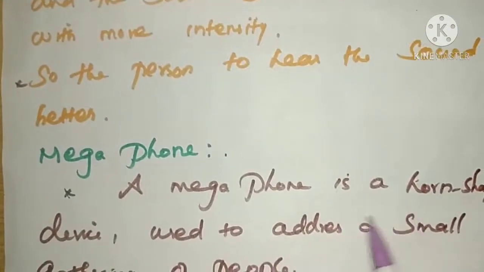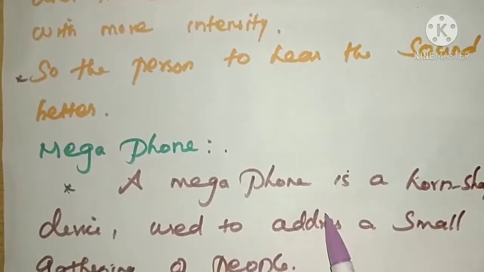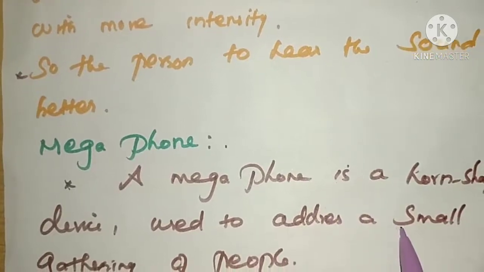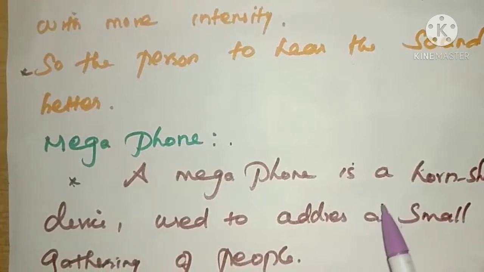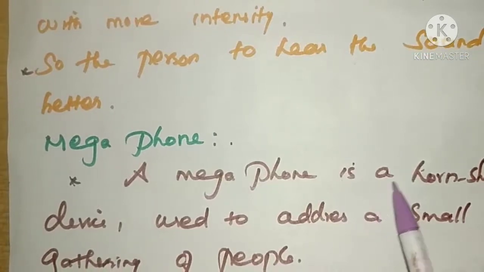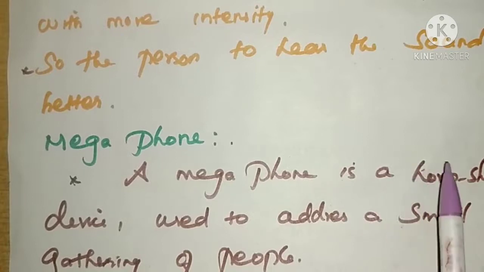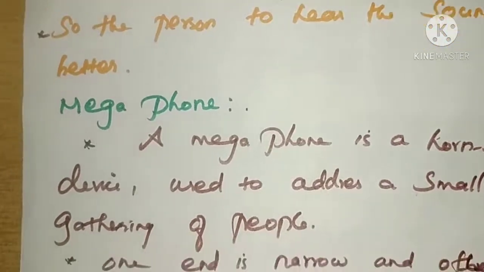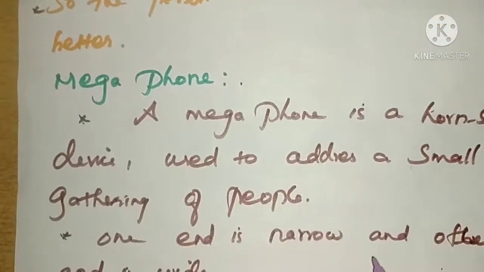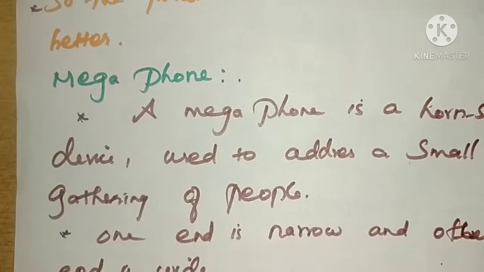The megaphone is a horn-shaped device. You all know it, isn't it? It is used to address a small gathering of people. You may have seen this one in pictures. Why are they using this megaphone? To address a group of people. If someone announces anything, they will use this megaphone. One end is narrow and the other end is wide. Here also one end is narrow, another end is wide.